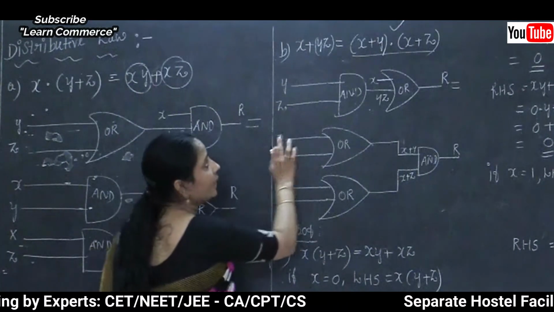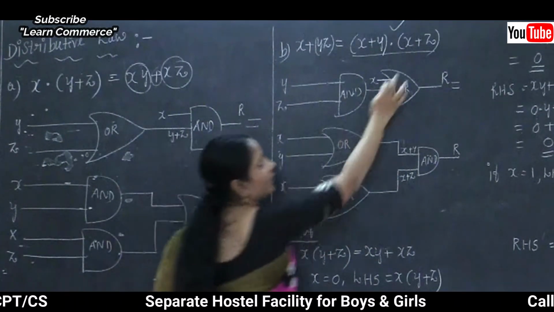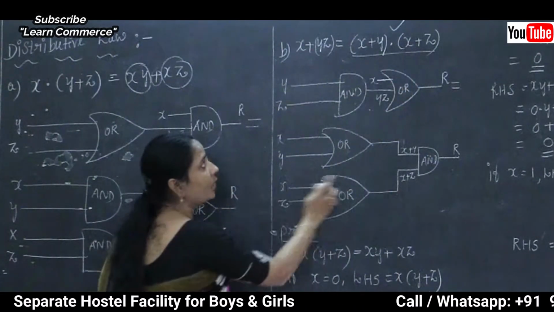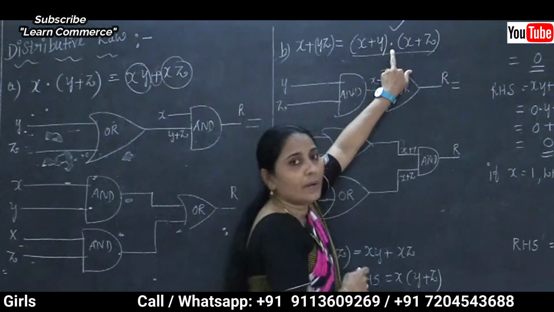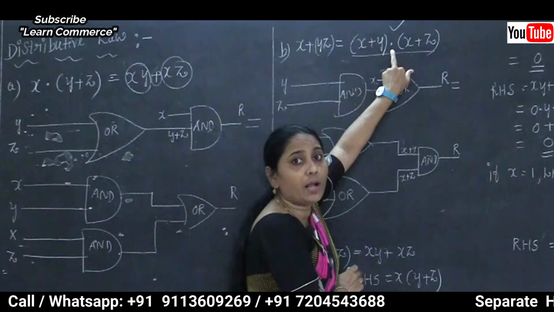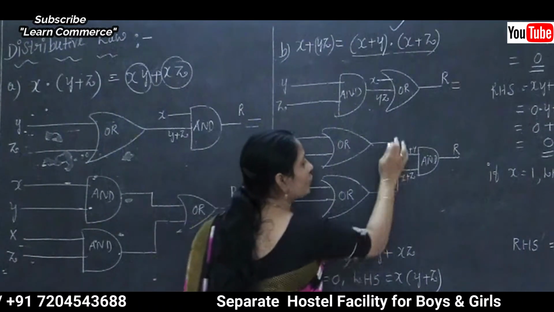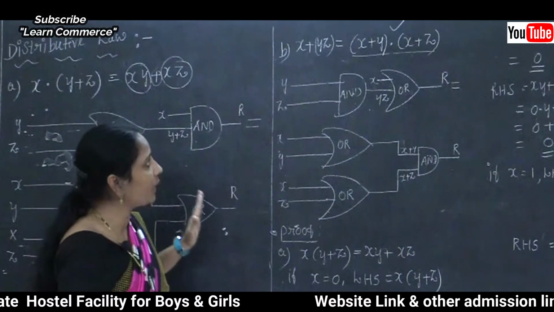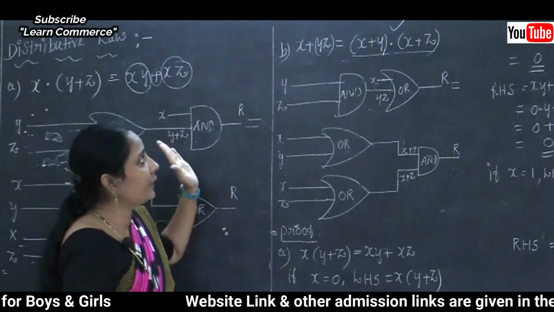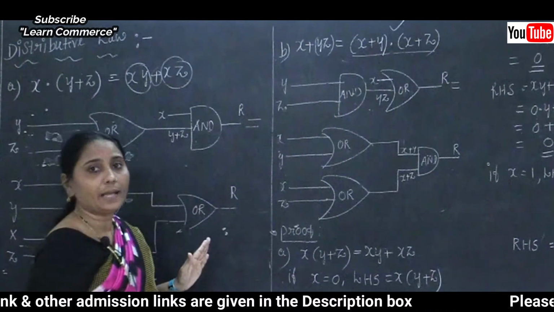So x plus y means the OR operator, x or y, and next, the second expression is x or z, and both expressions are going to be joined by using the gate, our AND gate. Clear this point here? AND gate. So everything is going to be connected by using our AND gate. So now we have completed the left hand side, the second law of the distributive law, the left hand side as well as the right hand side.